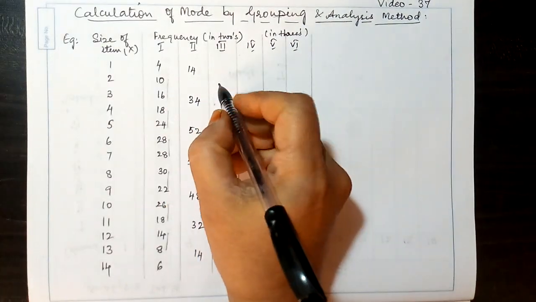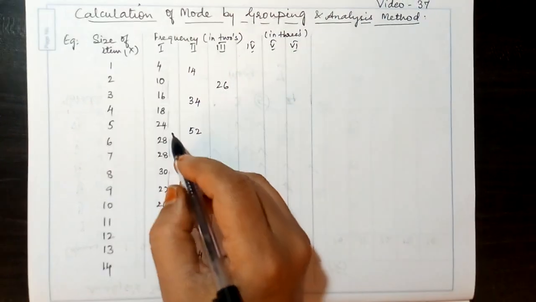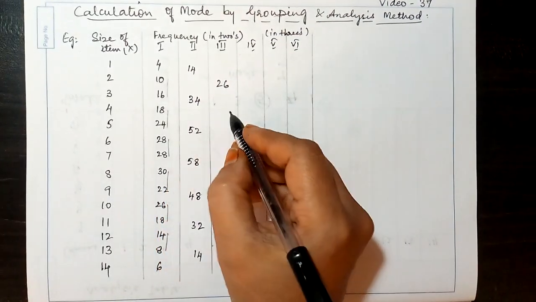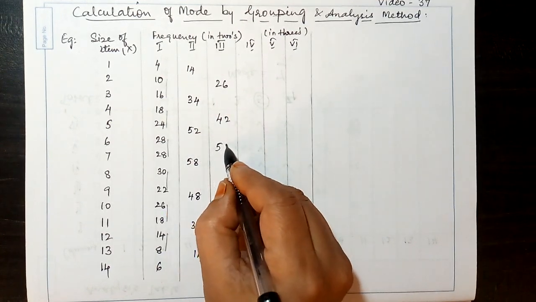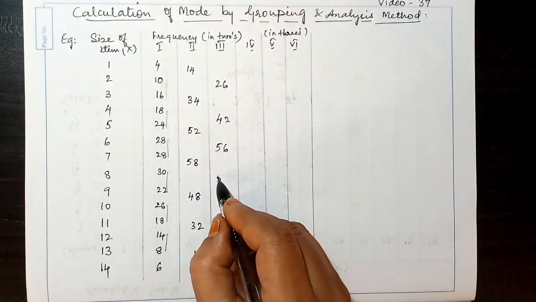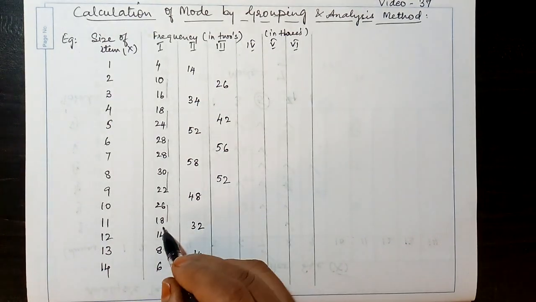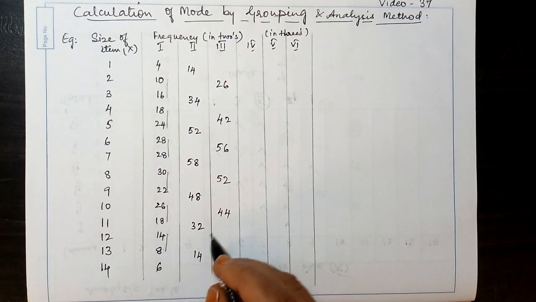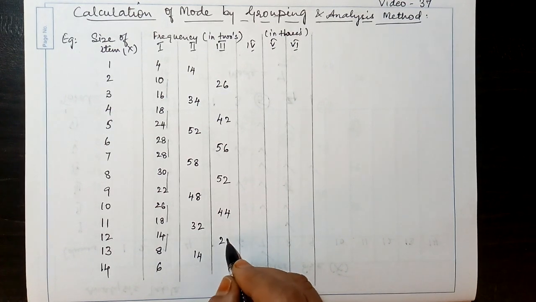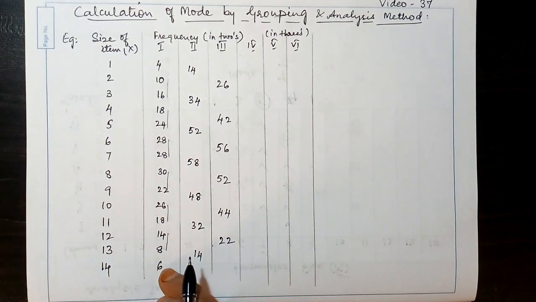10 plus 16, 26. 18 plus 24 is 42. Then we have 28 plus 28, 56. 30 plus 22, 52. 26 plus 18, 44. And then 14 plus 8 is 22. We have left this 6.